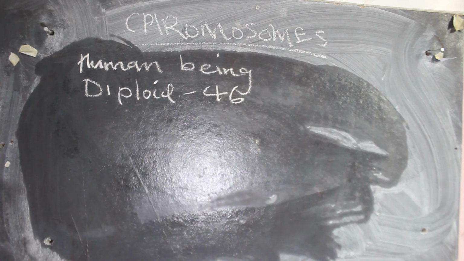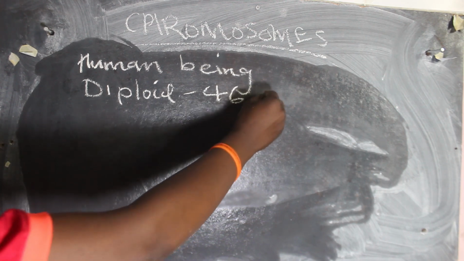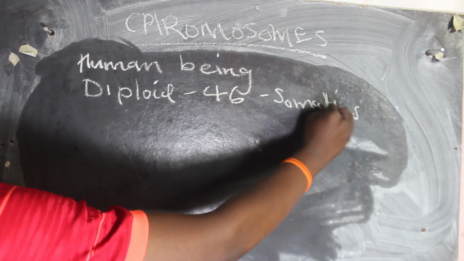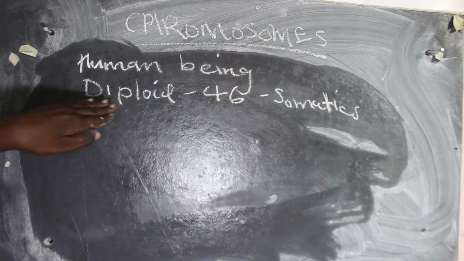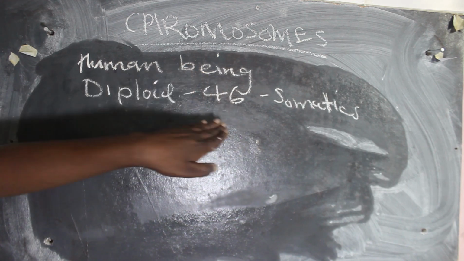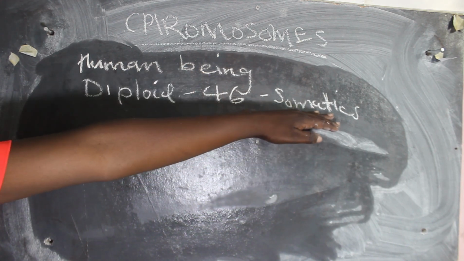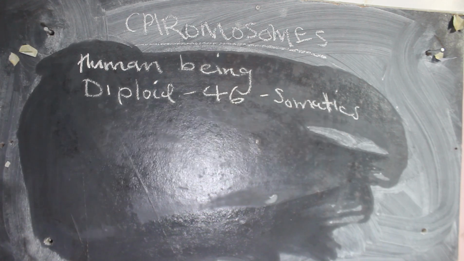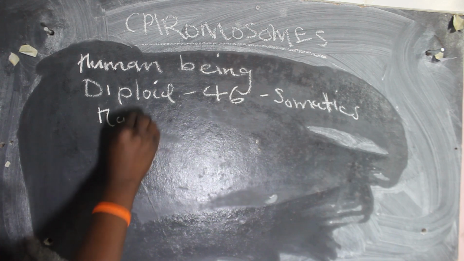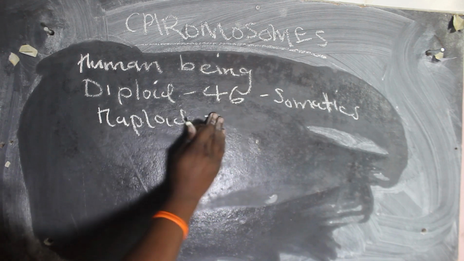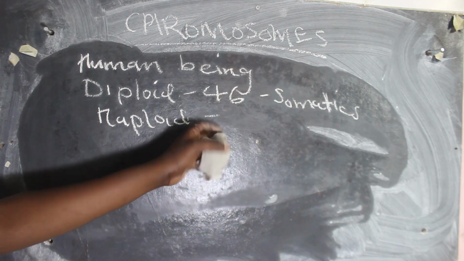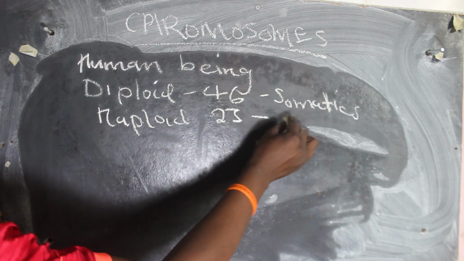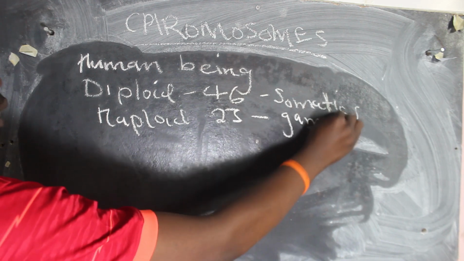And what does it tell you? This 46 is the number of chromosomes in somatic cells, which are body cells. You know what I mean when I talk about body cells, guys. So diploid in human beings is 46, meaning these are the number of chromosomes in body cells. Then what about the haploid? We said the haploid is half of the diploid, meaning it will be 23, and these are gametes.